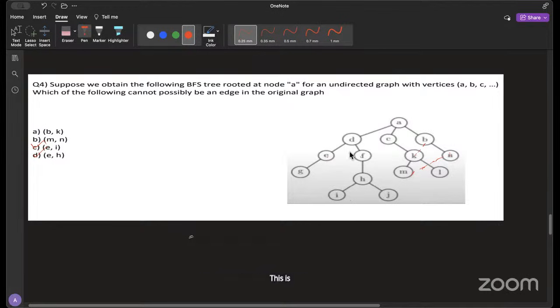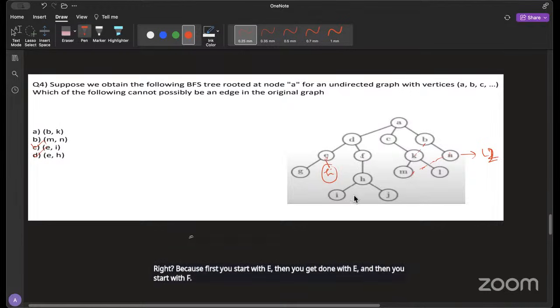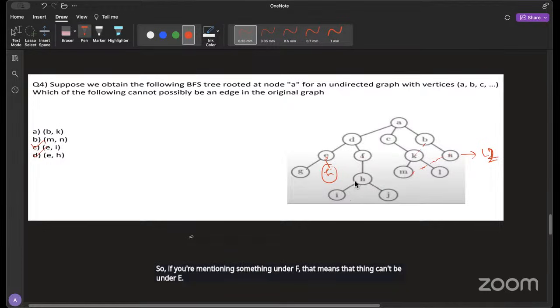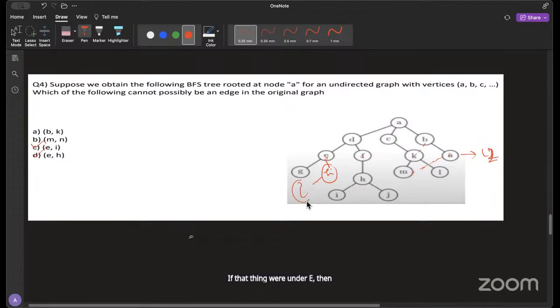This is H, right? First you start, now these are on the same level, and for the same level ones, you start with the one that's listed first. So E is listed first on level 1, right? Or level 2 actually. This is level 2. So you start with E. Now if H was under E, you write it here, right? Because first you start with E, then you get done with E, and then you start with F. So if you're mentioning something under F, that means that thing can't be under E. If that thing were under E, then you'd see that entire thing under this. And this thing would not be here. Right?